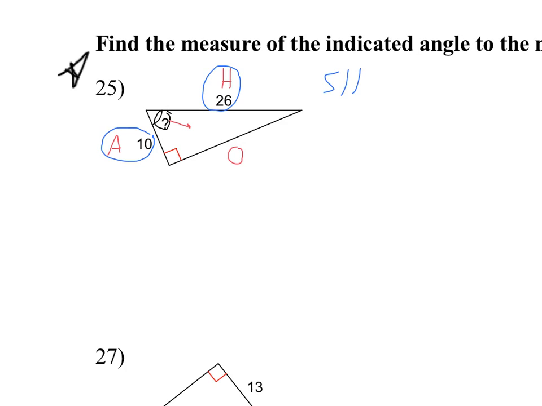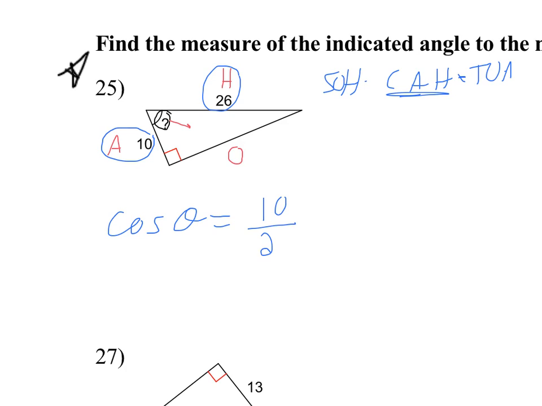And of our saying, SOHCAHTOA, the one that uses adjacent and hypotenuse is cosine. So cosine of the unknown angle, we use theta, it's like a curly Q italicized O, or X, whatever you want to put in there, but usually theta is the variable for degrees. The cosine of theta would be equal to adjacent over hypotenuse.